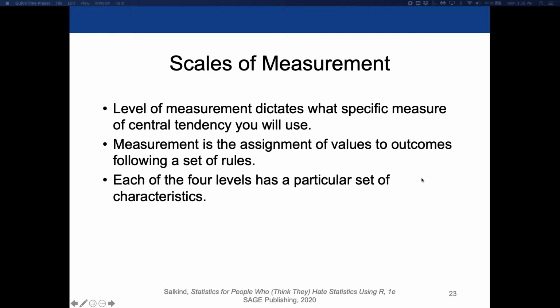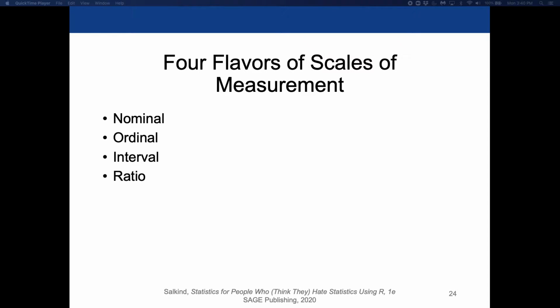So measurement is the assignment of values to outcomes following a set of rules. We have all of these pieces of information floating out there, or these actions people are taking, these characteristics that people vary on. As social scientists, we want to measure those characteristics. We use these different sets of rules in order to do so, so that we can analyze our data, make sense of them, and generate knowledge from the different pieces of information we gained. There are four levels of measurement that we'll talk about today: nominal, ordinal, interval, and ratio.